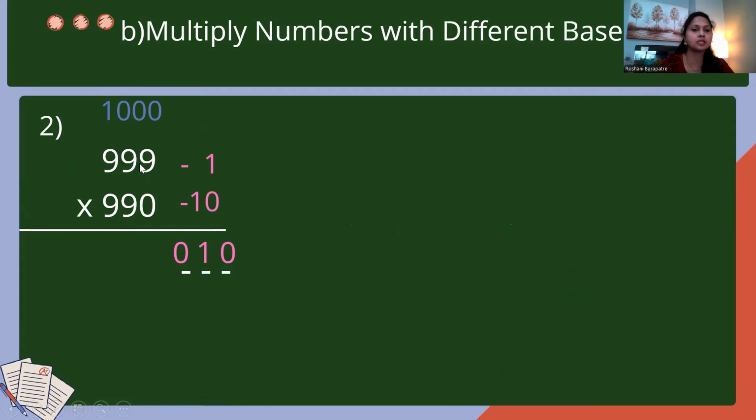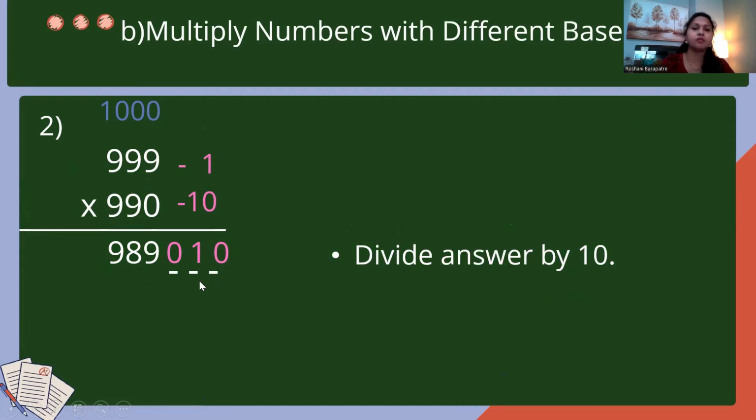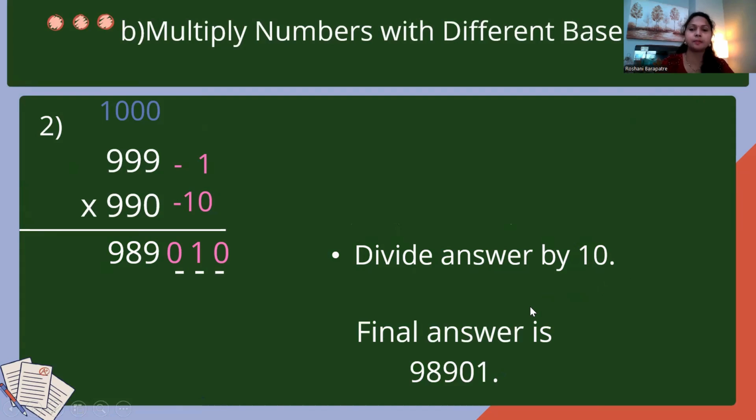Then the cross answer, either you can do this cross or this cross. The answer will be the same. So here we are getting 990 minus 1 is 989. Now this is the answer, but this is not our final answer. Okay. Now we need to divide the answer by 10 and then it will be the final answer.